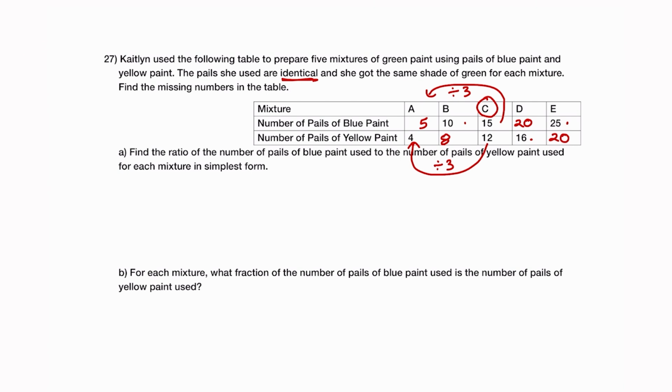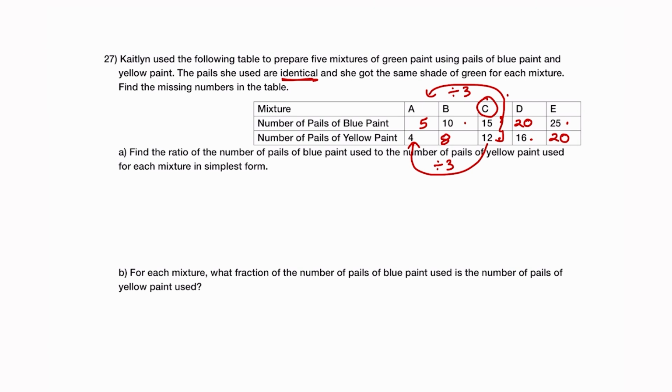Writing the missing information in the table wasn't tough. It was just identifying this one thing here. We used this part here, and then the rest was very simple. Now let's see what we have to do further here. Find the ratio of the number of pails of blue paint used to the number of pails of yellow paint used for each mixture in simplest form.